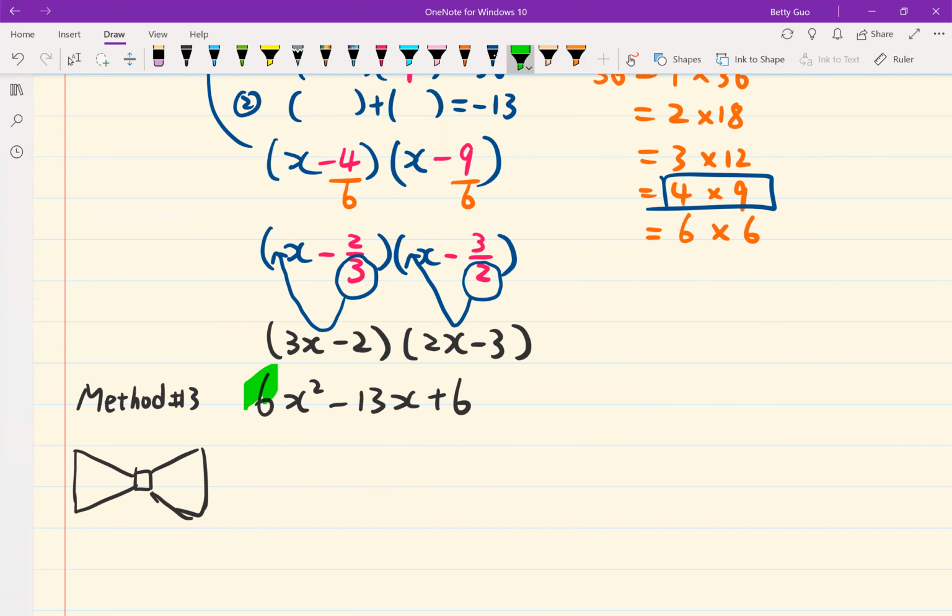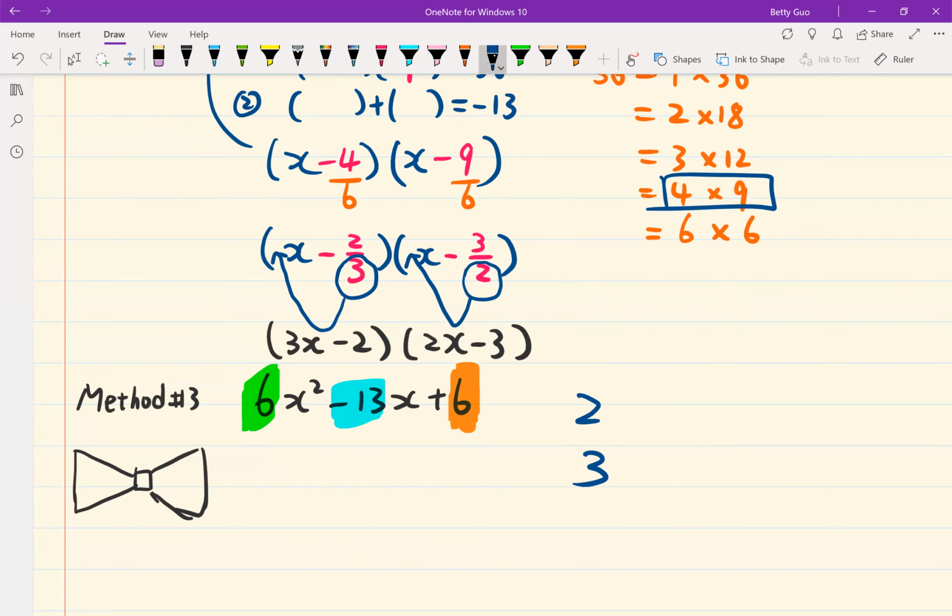So the leading coefficient is 6. The constant term is 6. We're going to play with all 3 numbers. The middle term coefficient is negative 13. So this is what we're going to do. We're going to find 2 numbers that multiply to the green leading coefficient 6. We can try 1 and 6, we can try 2 and 3, or 3 times 2, or negative 2, negative 3. So this time I try positive 2, positive 3.